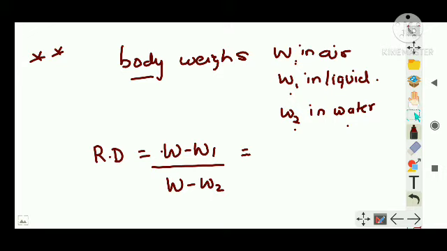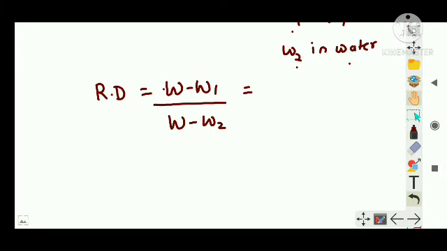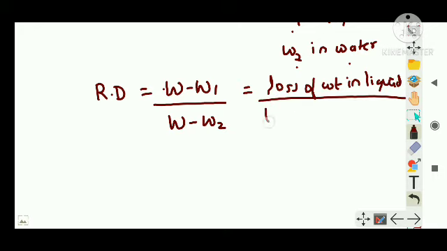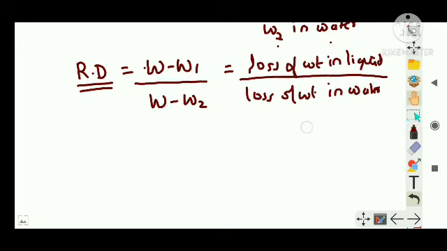Mug up the equation, guys. You just have to write. So if you want, I can write here: loss of weight in liquid by loss of weight in water. This is also an equation for relative density.